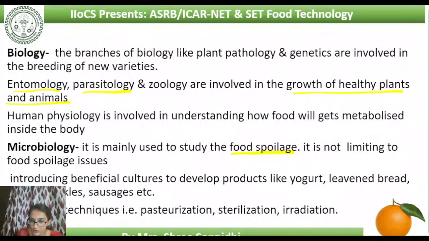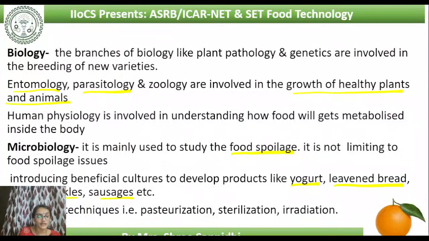So food spoilage is not the only subject in microbiology. We have other beneficial aspects of microbiology in food science also. It is introducing beneficial cultures to develop products like yogurt, leavened bread, cheese, pickles, sausages. All fermentation processes require the knowledge of microbiology. So we need microorganisms to get all these products, right?